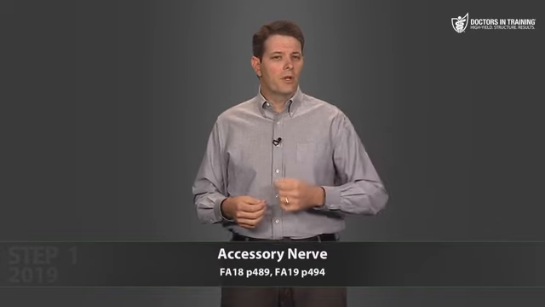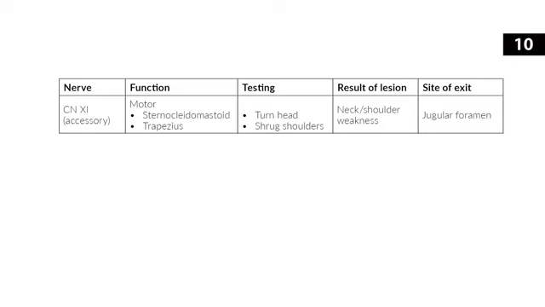There are just a couple more cranial nerves which are found in a separate table. Cranial nerve 11 is the accessory nerve, or the spinal accessory nerve. It provides motor innervation to the sternocleidomastoid muscle and the trapezius, so you can test cranial nerve 11 by having the patient turn his head against resistance and shrug the shoulders against resistance.